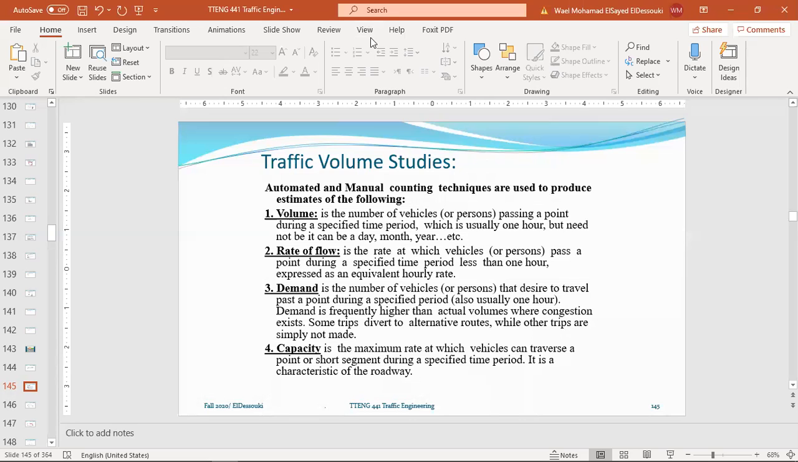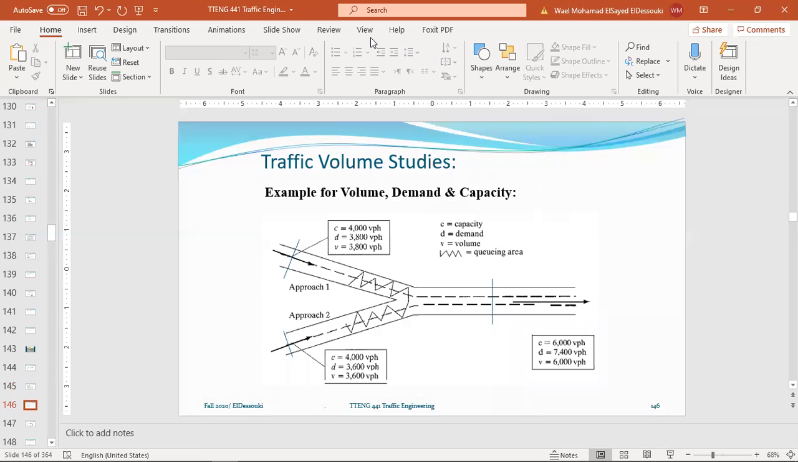There's the rate of flow, the rate at which vehicles or persons pass a point during a specified time period. There's the demand, and we need to be careful. Demand is the number of vehicles or persons that desire to travel past a point. So the rate of flow is the vehicles that are passing, or that we observe passing, but the demand is the number of vehicles that want to pass this point. Capacity is the maximum rate at which vehicles can traverse, that's the maximum flow that can go through a point. That's an example for the volume, demand, and capacity.